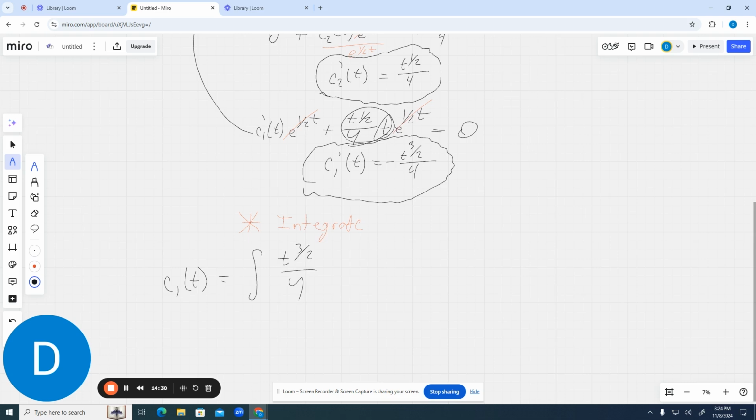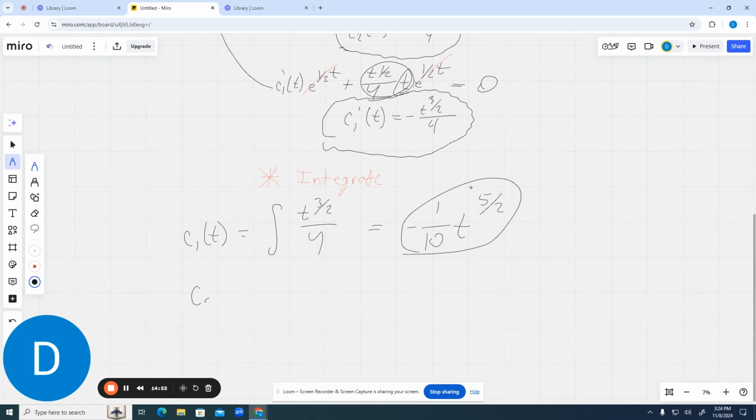And this is an easy integration. I'm just going to let you do it, but quickly, just to save some time. This converts to negative 1/10 t to the 5/2 when you integrate this. So this is your C1, okay? So this is our C1, right?